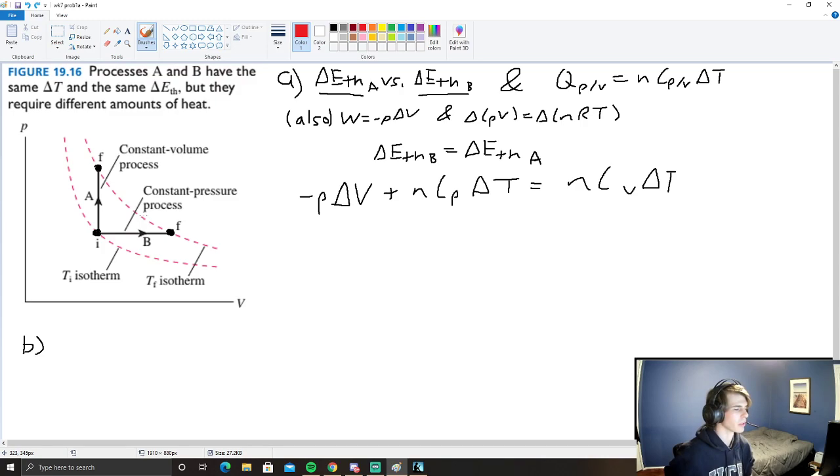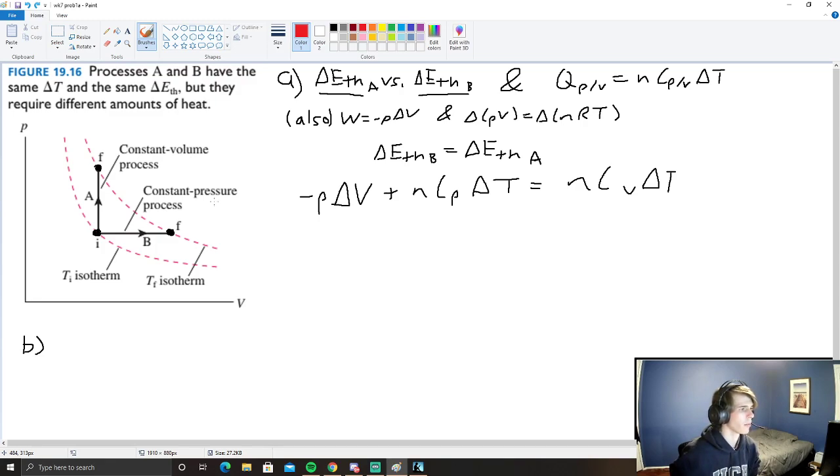This graph is going to be really helpful for this problem. Basically, it shows a process of some gas on a process A that is a constant volume process, or isochoric, and a process B that is a constant pressure process, or isobaric. Sorry if I messed that up.